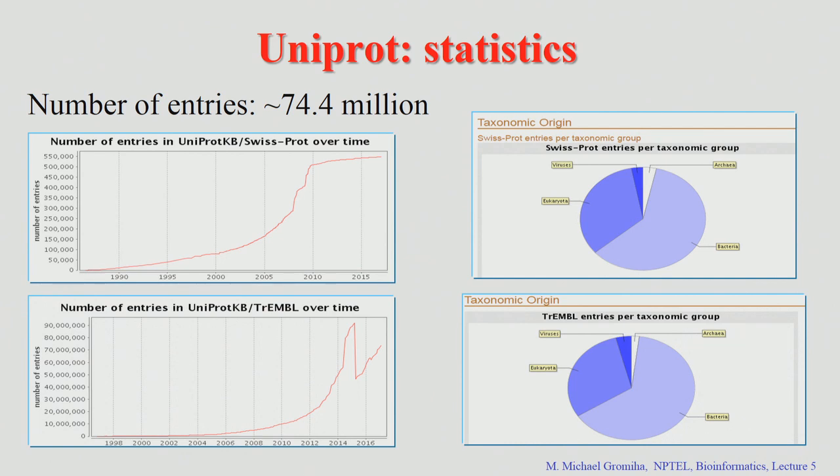So, if you see this UniProt, this is the data for the UniProt SwissProt and this is for the TREMBL, right. SwissProt is the manually curated one, and TREMBL is the computer annotated one.